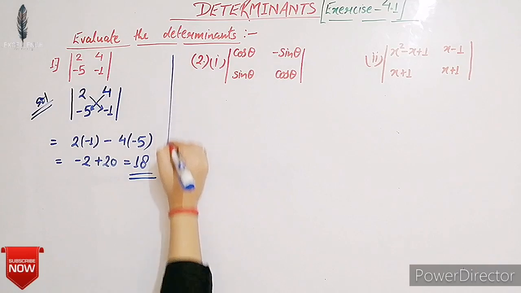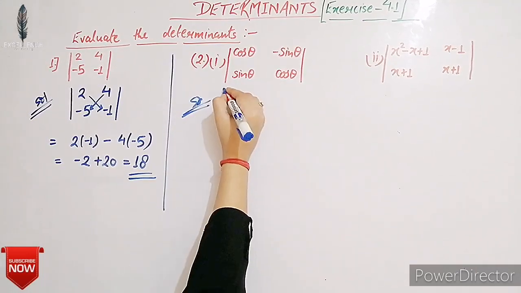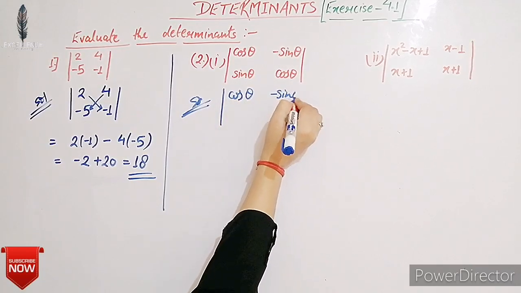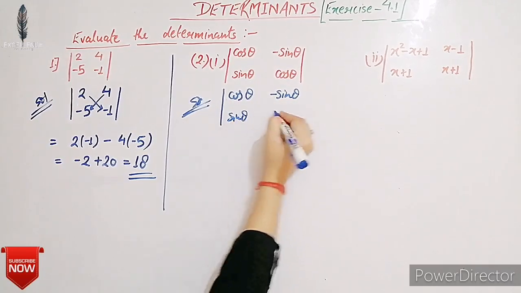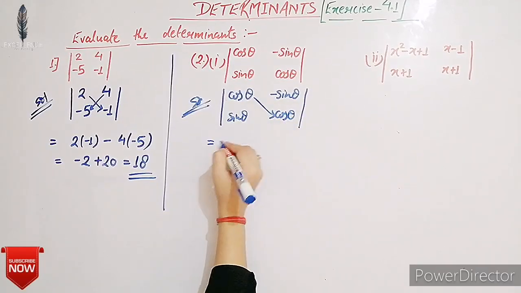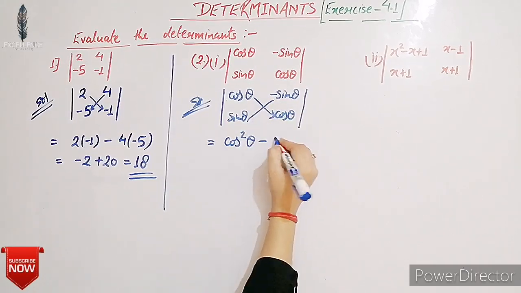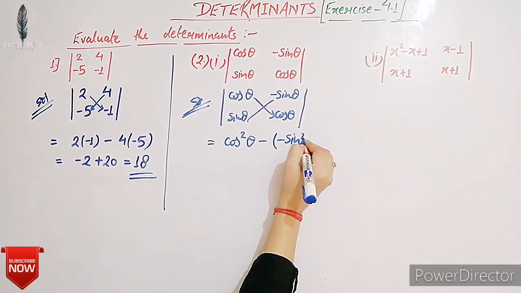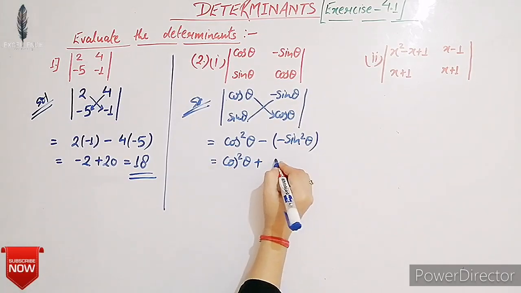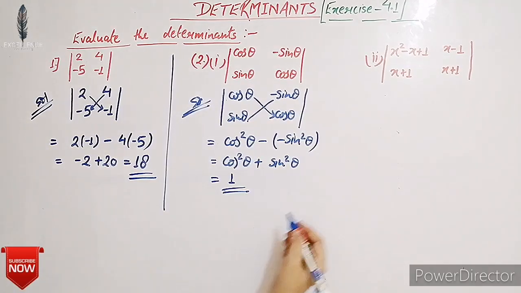Let's see the next. In the next we have the determinant cos theta, minus sin theta, sin theta, cos theta. So here we have cos theta into cos theta, that is cos square theta, minus sin theta into minus sin theta, that is minus minus sin square theta. So we get cos square theta plus sin square theta, that is equal to 1.